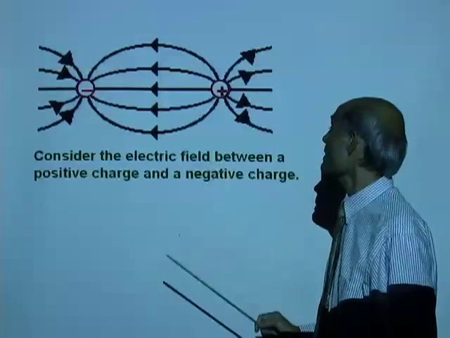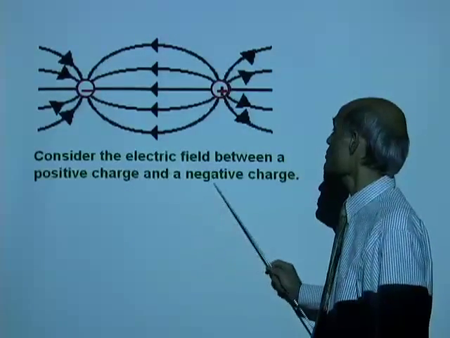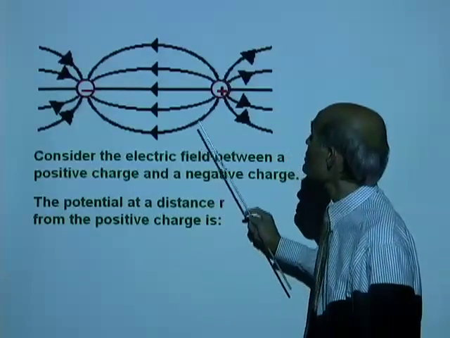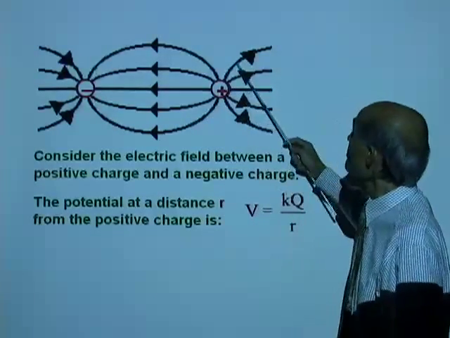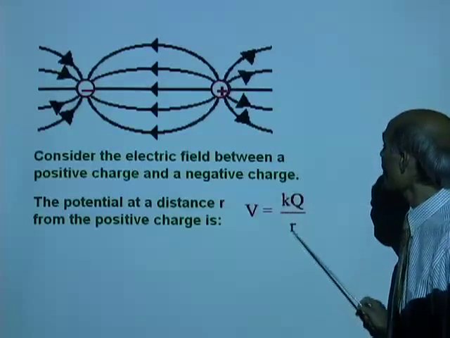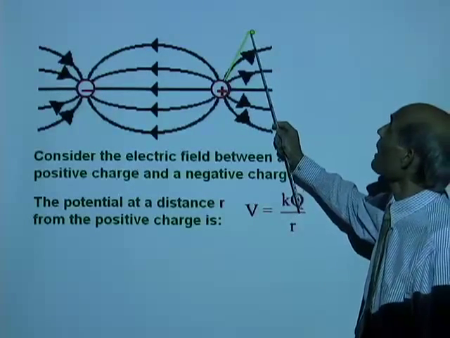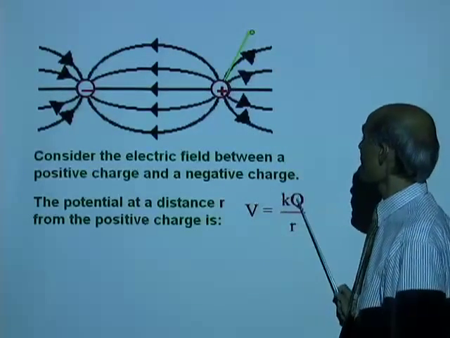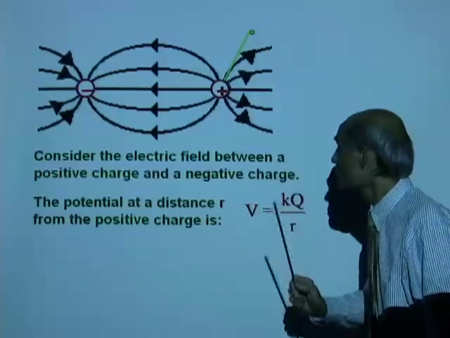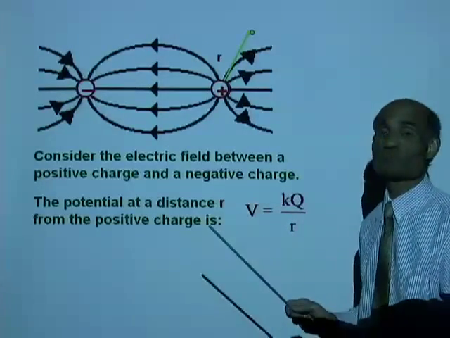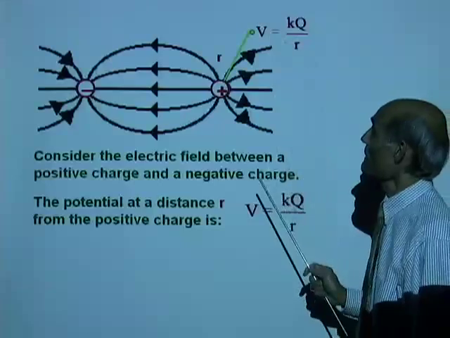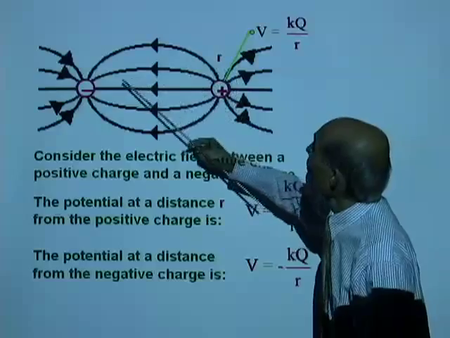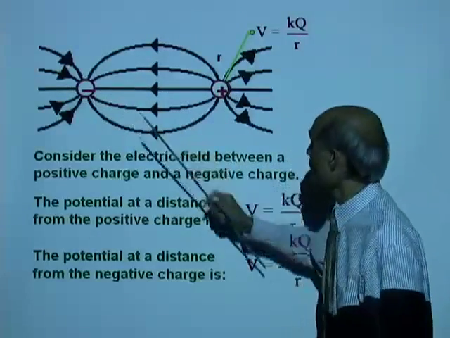Consider the electric field between a positive charge and a negative charge. The potential at a distance r from the positive charge will be positive kq over r. The potential at this point due to this positive charge q will be positive kq over r.